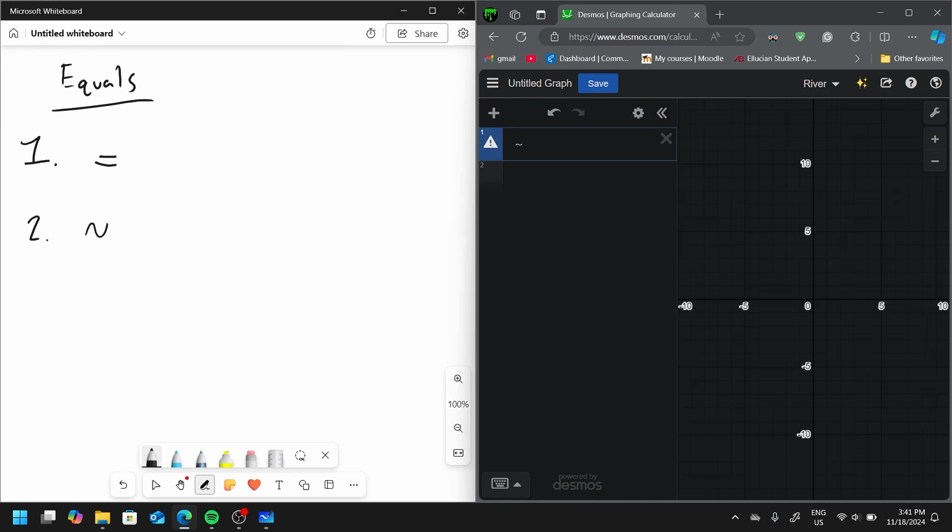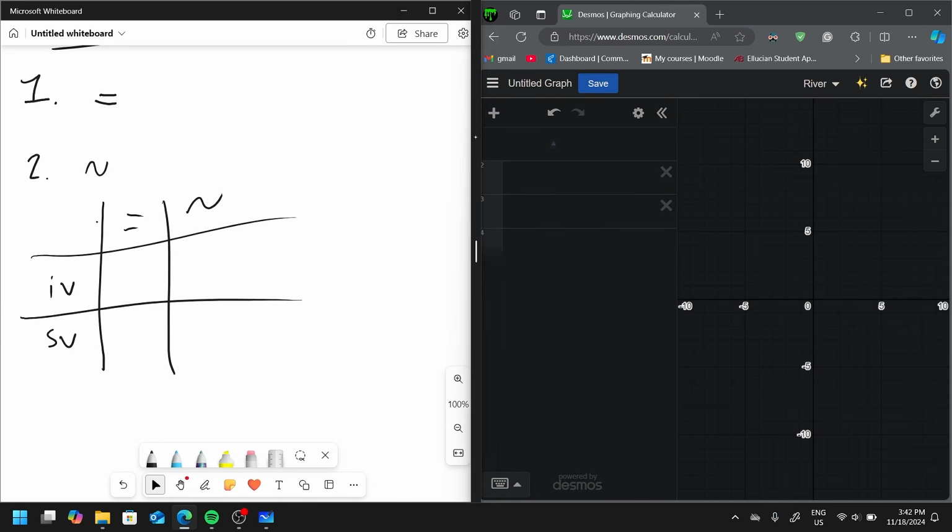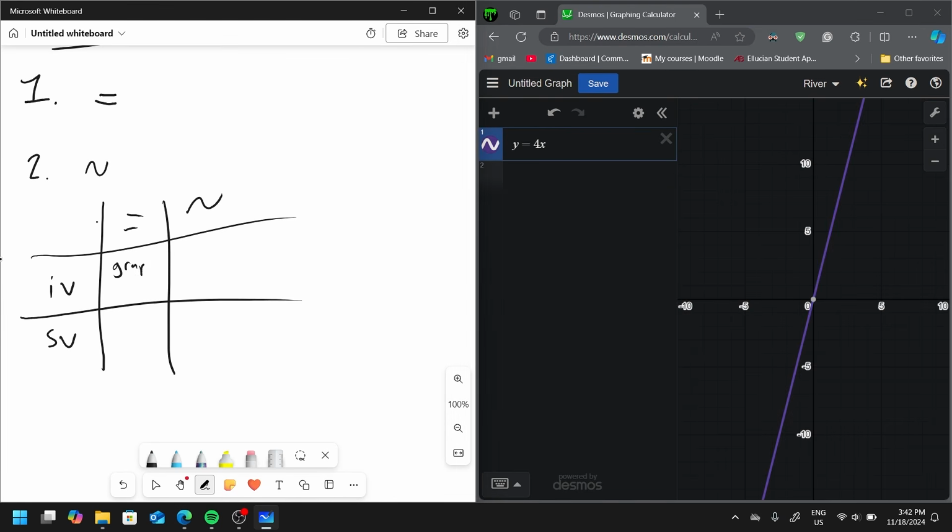And so if we now pair them up in a table and we put these two together, we can get a table that has our two types of equals and our two types of variables, infinite variables and specific variables. So what happens when we use infinite variables with the equal sign? Well, let's demonstrate. We get a graph. What happens when we use infinite variables with our tilde or our regression equals?